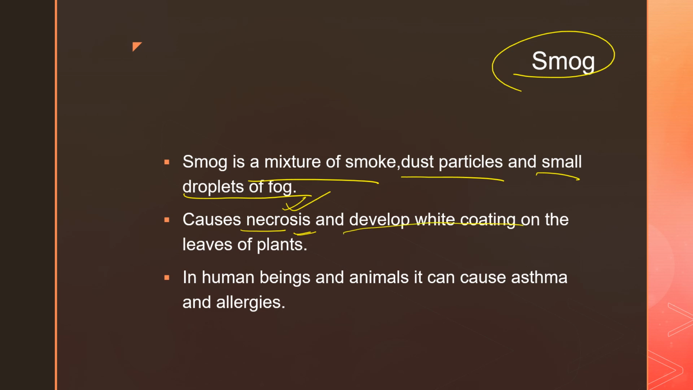Now they develop a white coating on the leaves of the plants. Now in human beings, what is happening? In animals and human beings, this smog causes asthma and allergies. So it is a combination of smoke, dust particles and small droplets of fog.